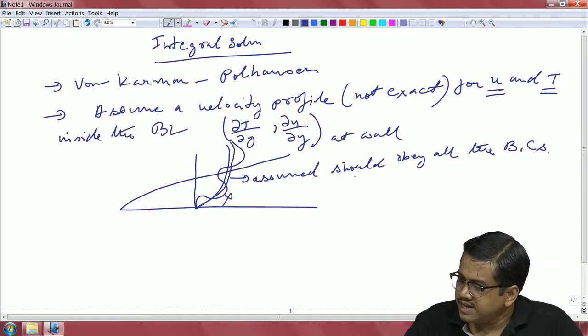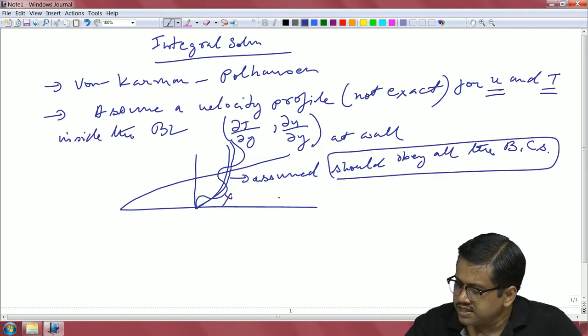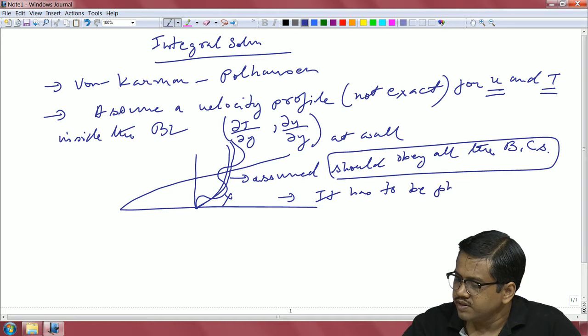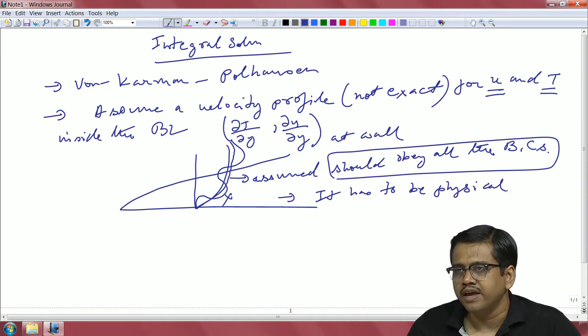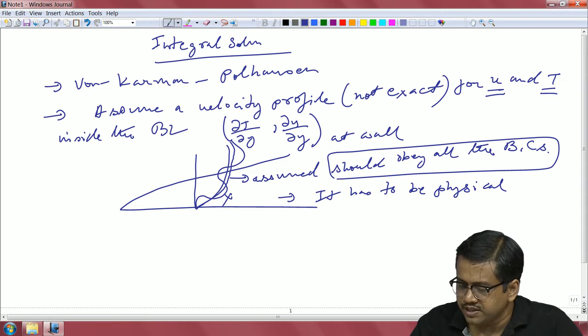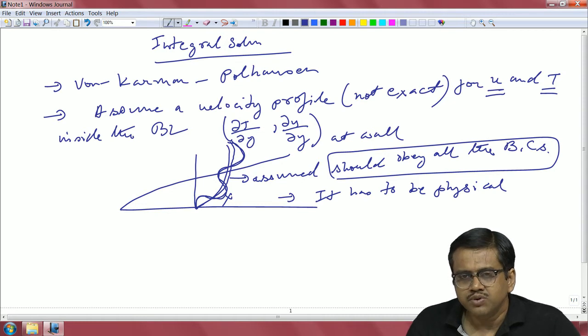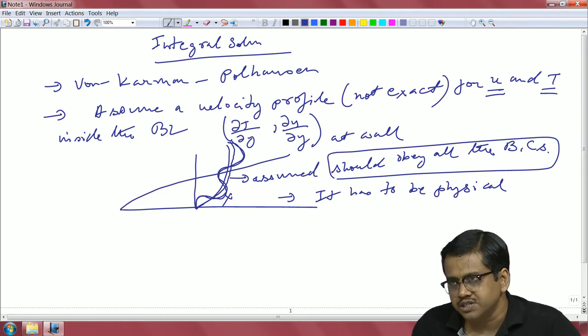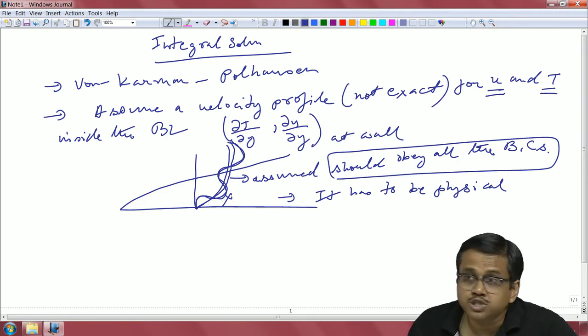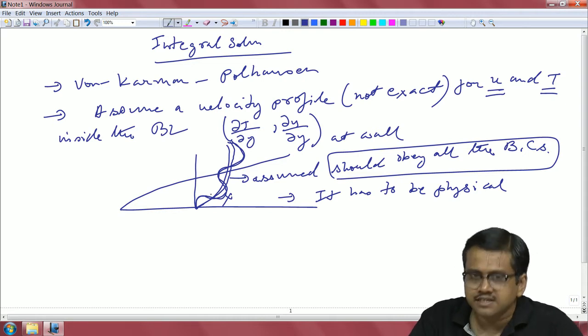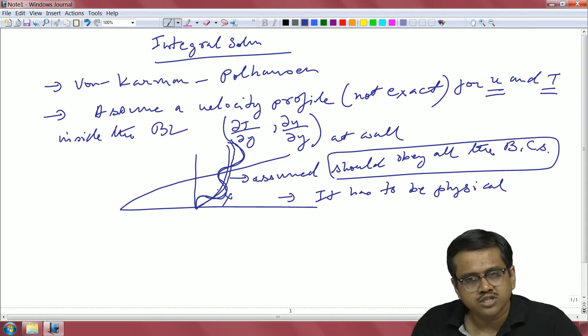So, one is that it should obey all the boundary conditions, and the second thing is that it has to be physical, in the sense that it has to obey certain physical characteristics, like for example this curved wiggly pattern that I drew over here. You know that this profile is not physical, because high velocity, low velocity cannot exist in a steady flow like this, which is laminar in nature. There is no mechanism by which this should happen. So, even though this profile might satisfy the boundary conditions, it is not a physical profile.